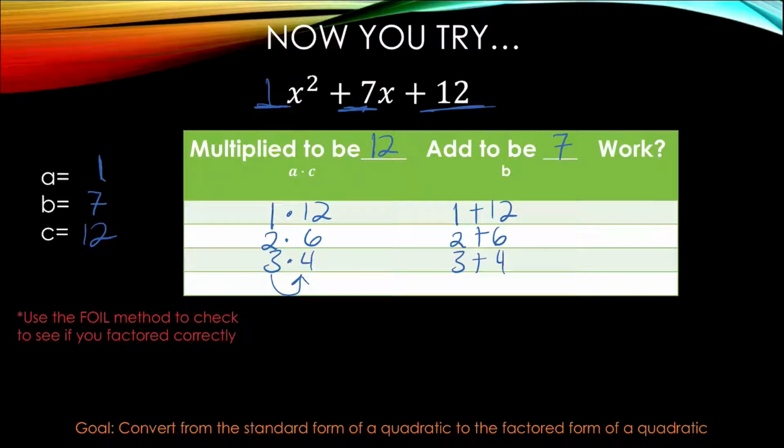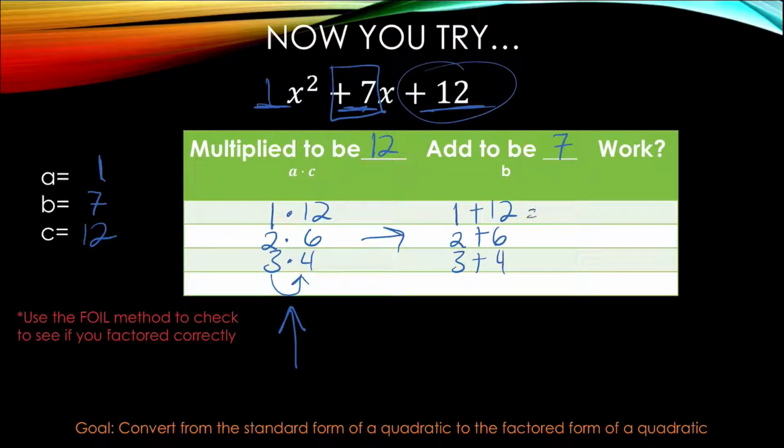I know that both of these have to be positive because it's going to add to be positive, and when I multiply, it's a positive number. So in this step right here, either both numbers have to be positive to multiply to give me a positive 12, or both numbers have to be negative. But since they have to add to be a positive 7, both numbers have to be positive. They can't be negative.